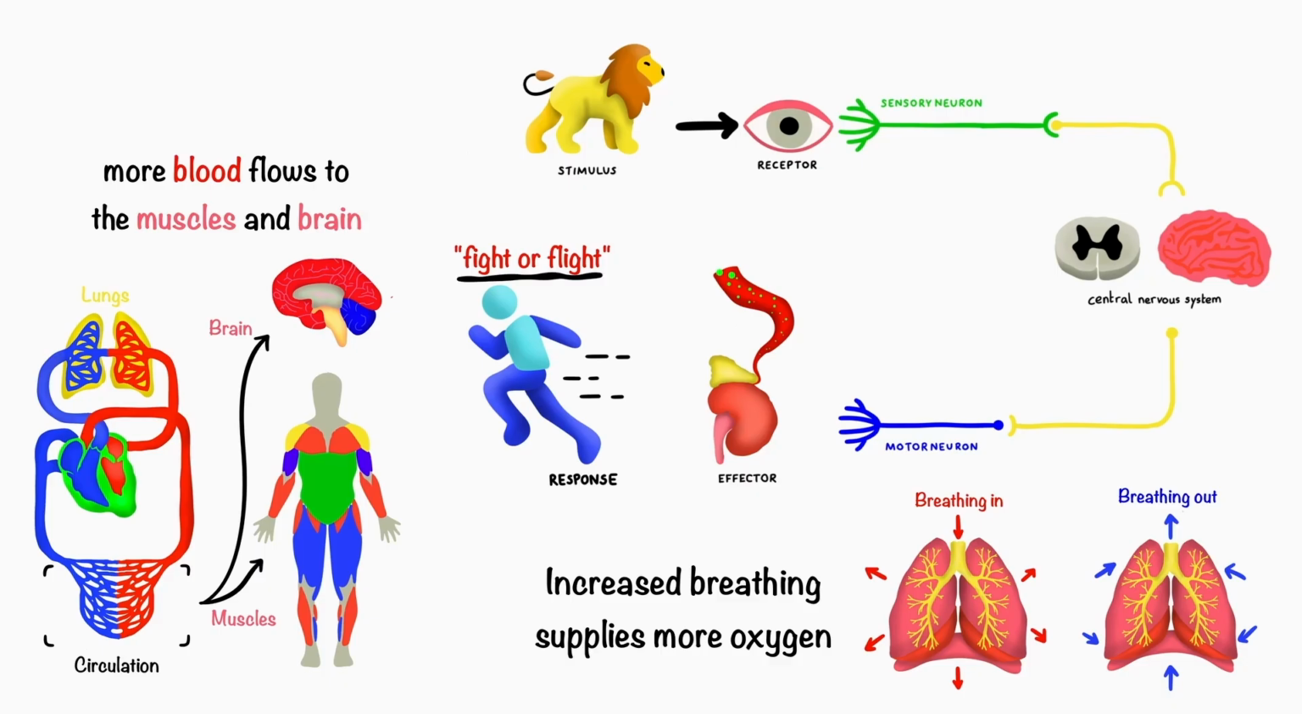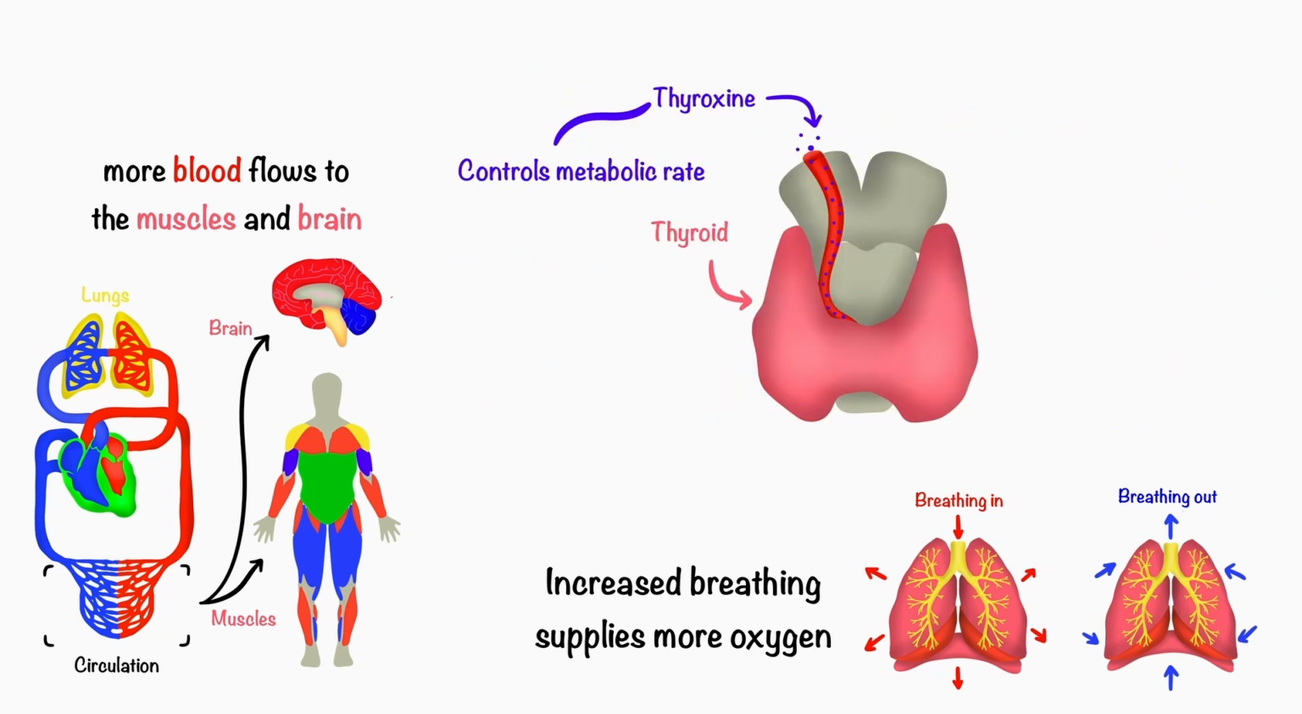Together, these changes prepare you to either face the danger or run away from it, the classic fight or flight response. Now let's turn to thyroxine, which plays a very different role in the body. Thyroxine is released by the thyroid gland located in the neck. Unlike adrenaline, which prepares us for emergencies, thyroxine regulates our day-to-day metabolism, the chemical processes that occur within our cells.